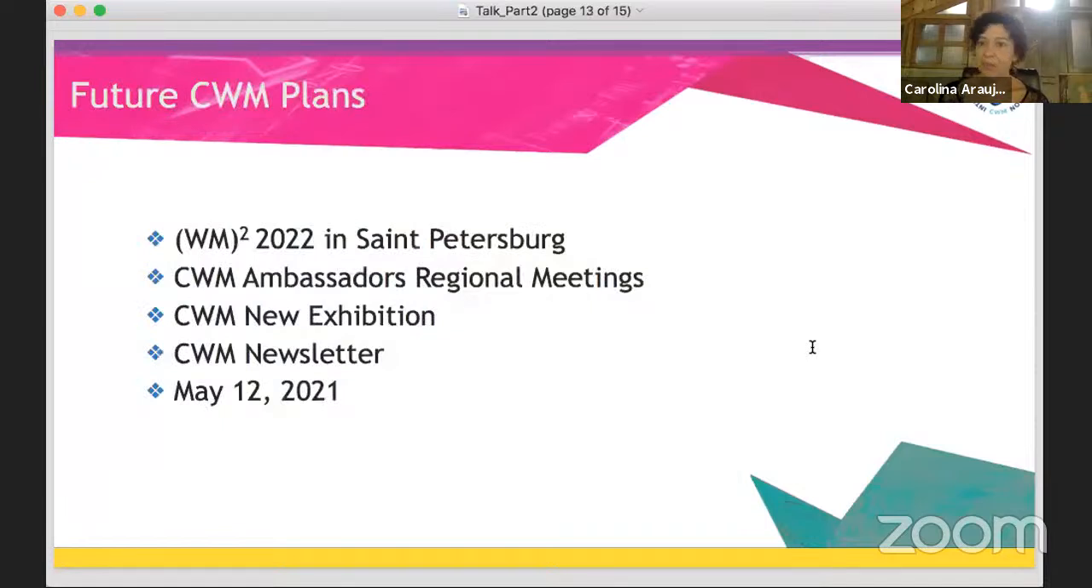And here are some future plans for the Committee for Women in Mathematics. So we are already thinking of the organization of the second World Meeting for Women in Mathematics in St. Petersburg. So this is going to be a satellite activity of ICM 2022. We are also planning some CWM ambassadors regional meetings. So we have a program of CWM ambassadors with women connecting CWM to the activities in their countries.